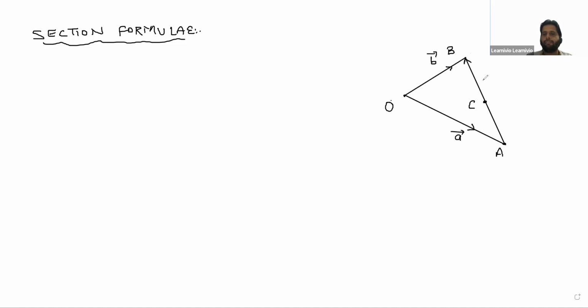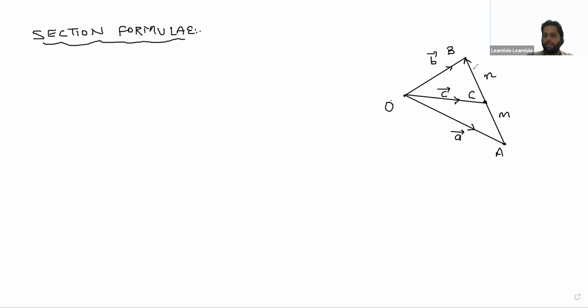Now this AB is getting divided by this point C. If you join the origin with C, this is the position vector of point C. Now this C is dividing AB in the ratio m is to n. We need to find the position vector of point C. In the exam, normally they will give you A and B and you have to find C, or C is given and you need to find B and A.